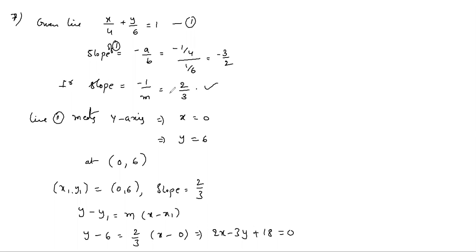So slope we get. Next we have to find the point. We have to find where the line meets the y-axis. So by putting x equal to 0, we'll get y value 6. So point is (0, 6). So we have to use the point-slope form. Okay, understand? Okay, thank you, sir. Yes, sir.